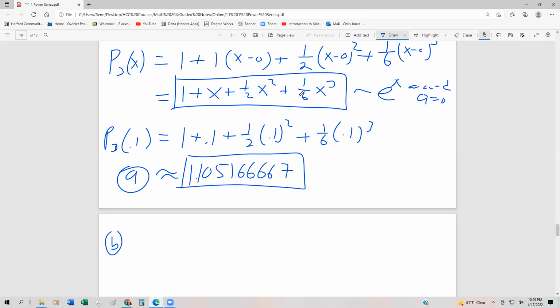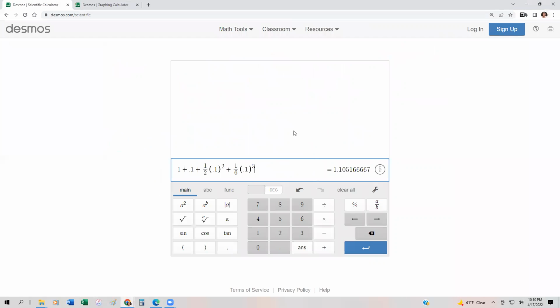Now for B, we want to find the absolute error, which is going to be the absolute value of what we just got for P3 of X minus e to the 0.1, okay? So what might be helpful for us is to find e to the 0.1 in our calculator and then subtract them, okay? So if I find EXP of 0.1, excuse me, we get 1.10517. All right. That's actually pretty close to what we got.